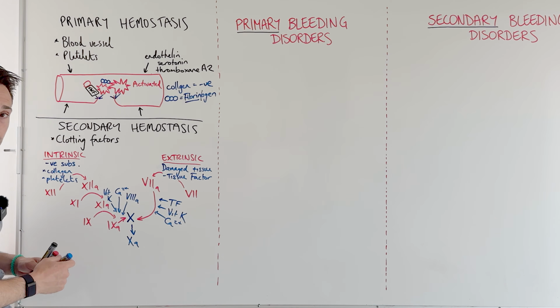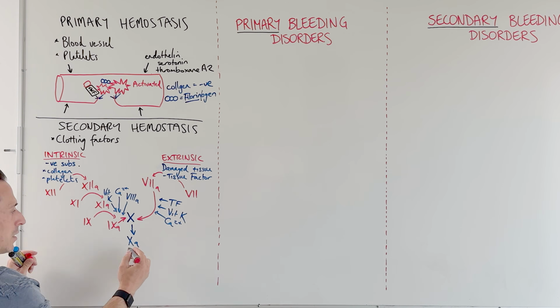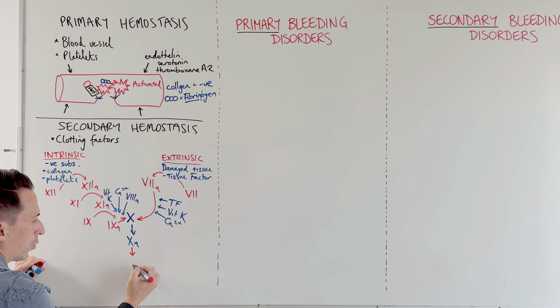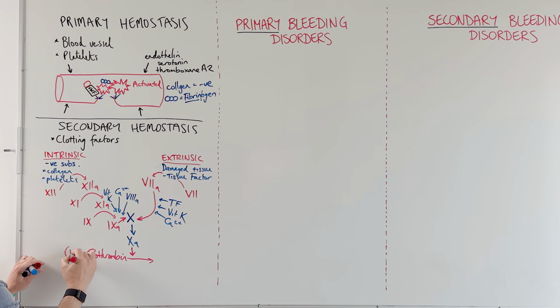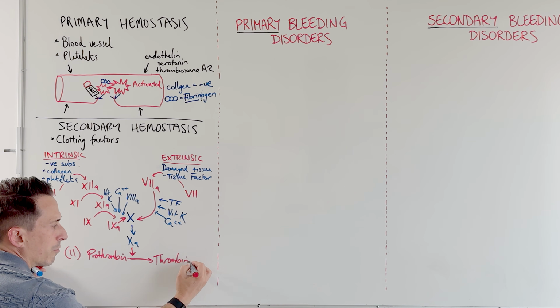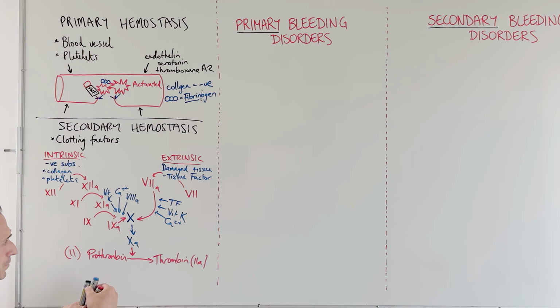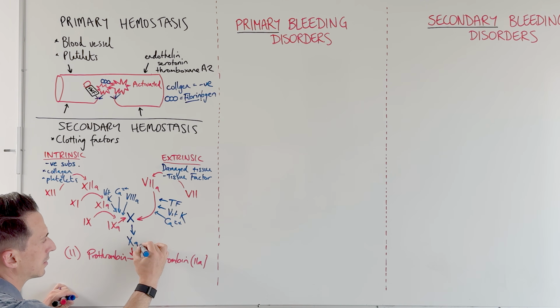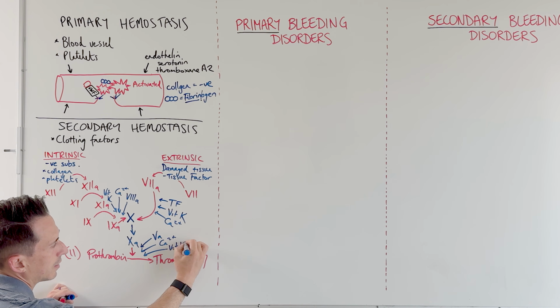Now we've activated 10. 10 wants to activate the next one, right? So what 10 will do is activate something called prothrombin. And prothrombin, which is actually inactive factor 2, turns into the active form, which is thrombin, and thrombin is 2A. But in order for 10 to do this, it needs 3 things, just like the others. It needs activated 5, calcium, and vitamin K.